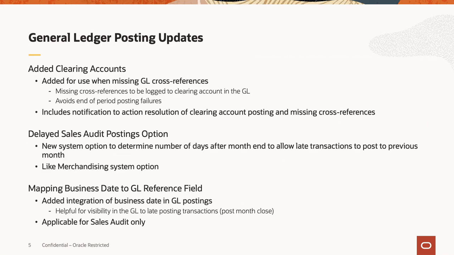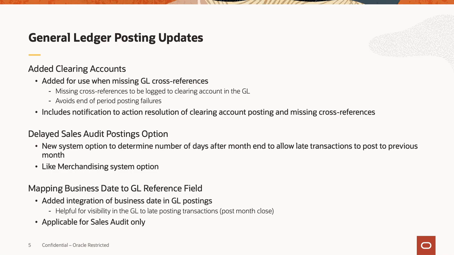There were also some updates to how merchandising and sales audit post to the general ledger. First is the addition of clearing accounts. In merchandising, a cross-reference is held for subclass location transaction combinations to determine how to map these combinations to accounts in the general ledger. However, if there are any missing mappings found during the posting process, an error is raised. This can occur when posting daily or only once per month. These errors must be resolved in order to complete the posting process, which can be especially problematic at the end of the month when errors need to be corrected prior to the month closing.